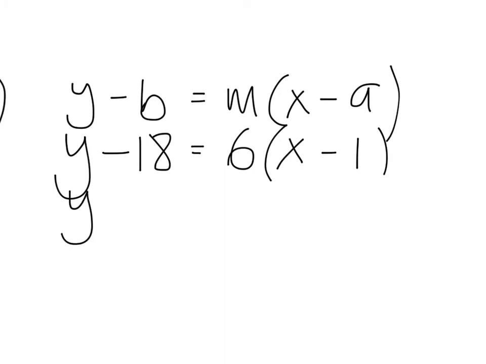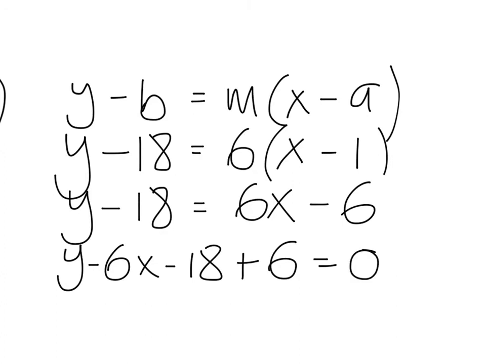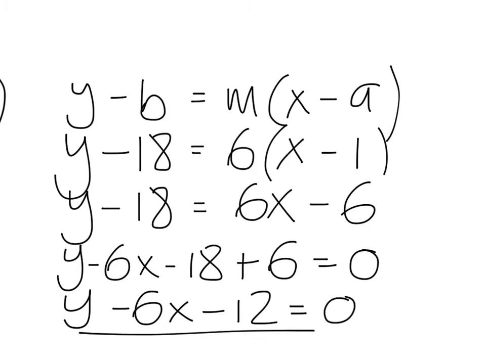So that's y minus 18 equals 6 times x, which is 6x. Take away 6 times 1, which is 6. Collecting everything to the one side, we get y minus 6x minus 18 plus 6 equals 0, which means y minus 6x minus 12 equals 0, the equation of the tangent.